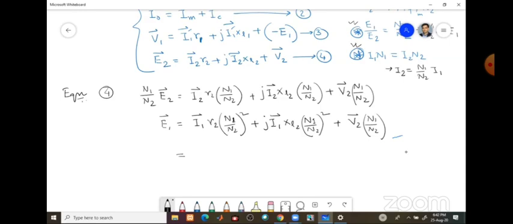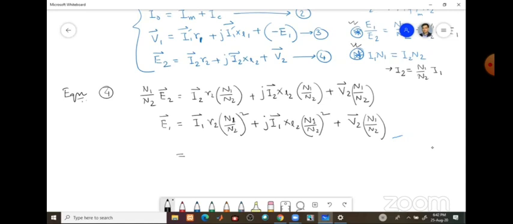Now, can you tell me what is the unit of R2 and XL2? Anybody? Just a simple question. Ohm. Sir, ohms. It is ohm. What is the unit of XL2? It will also be ohm, sir.